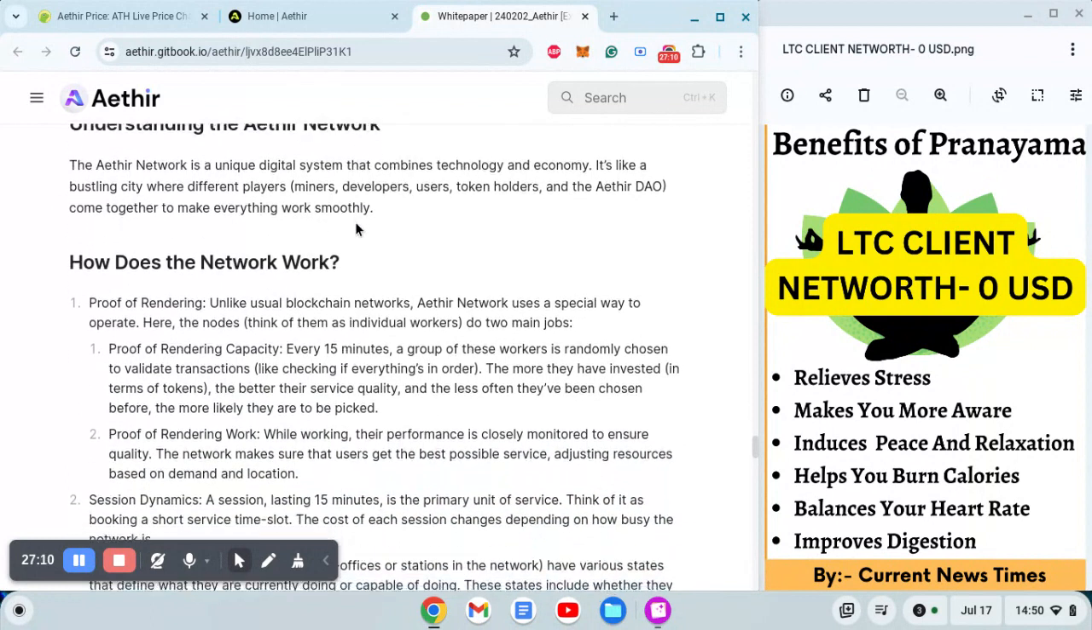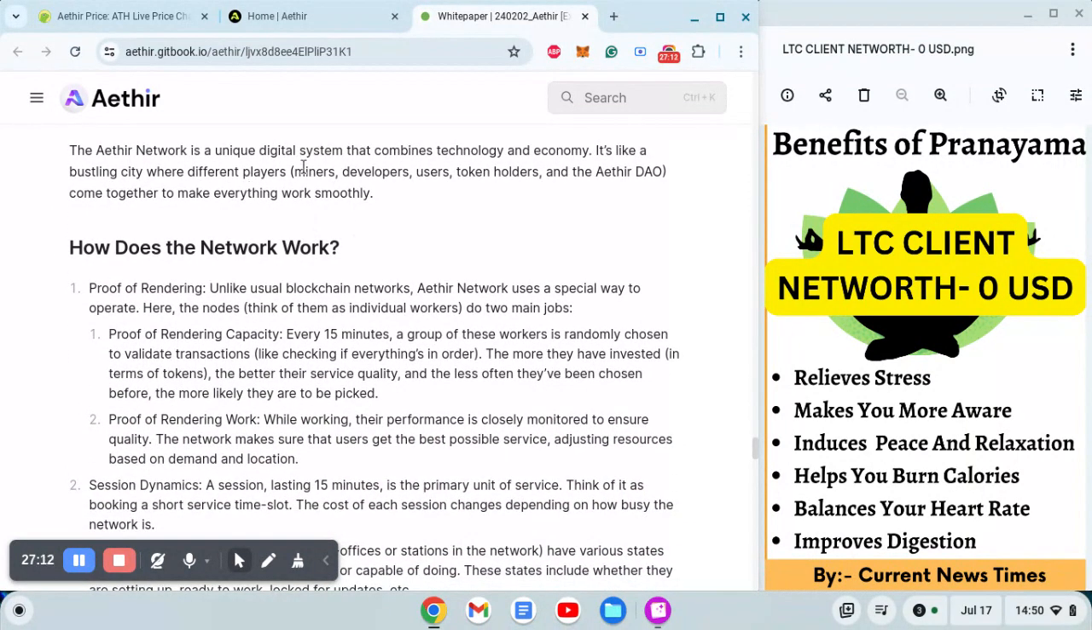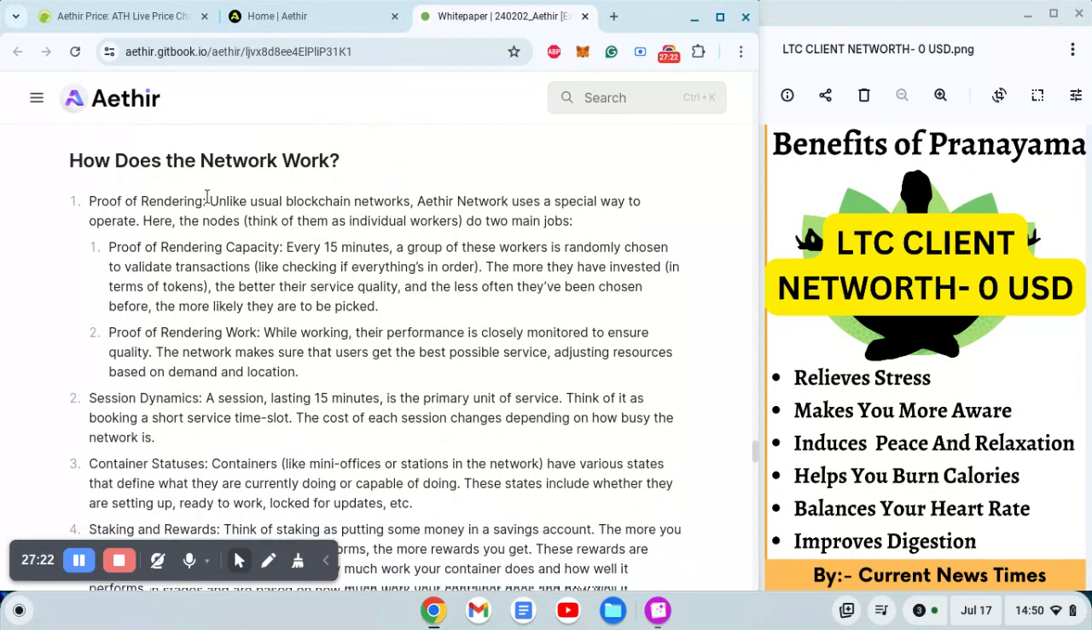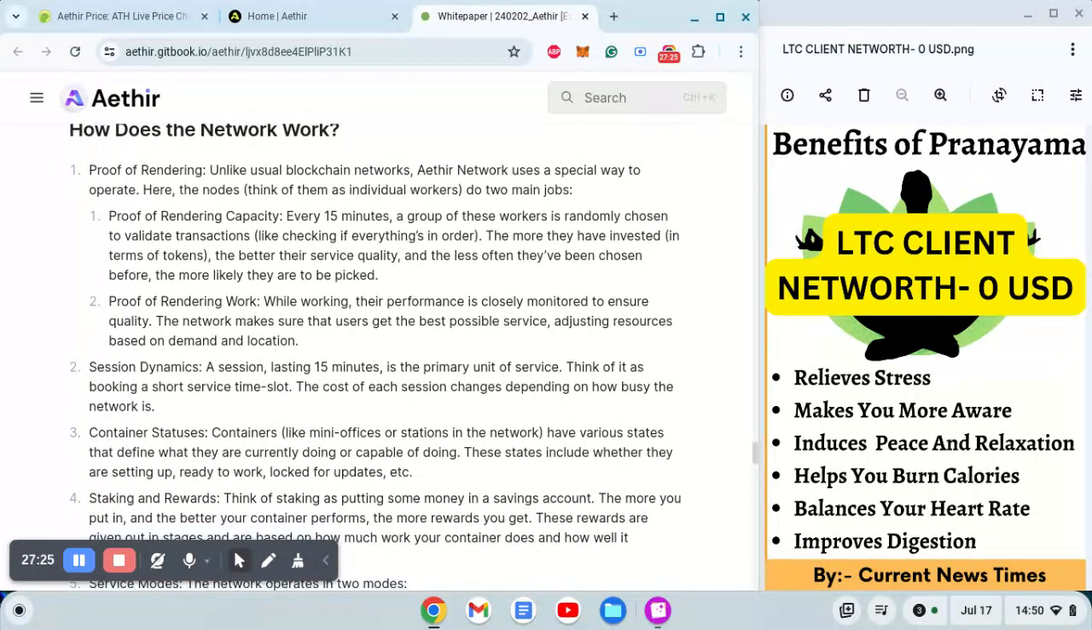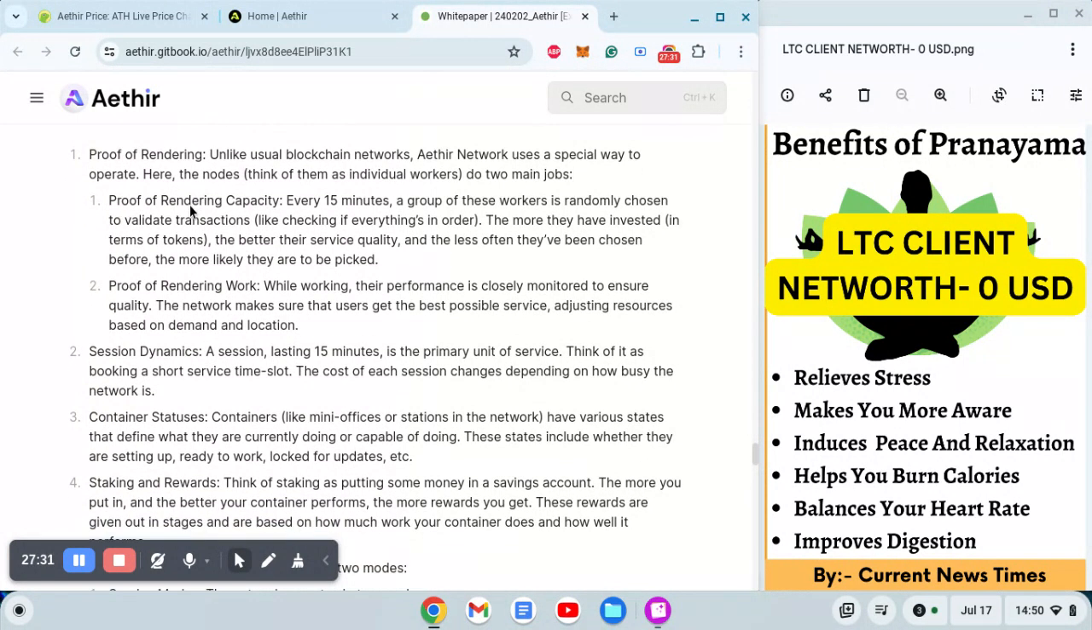Understanding the Aethir network. The Aethir network is a unique digital ecosystem that combines technology and economy. It is like a bustling city where different players, miners, developers, users, token holders, and the Aethir DAO come together to make everything work smoothly. How does the network work? Proof of rendering. Unlike usual blockchain networks, the Aethir network uses a special way to operate. Here, the nodes, think of them as individual workers, do two main jobs.